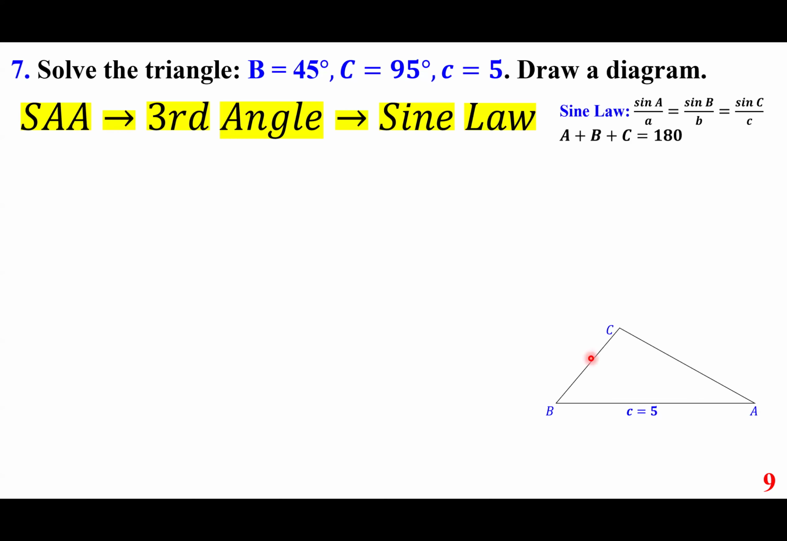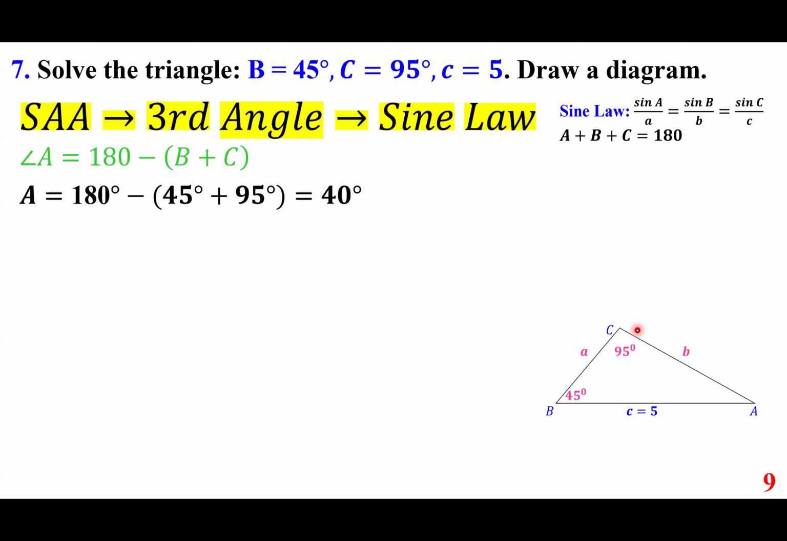So this is capital A, lowercase a. This is capital B, lowercase b. This angle is 95 degrees. And this angle is 45 degrees. So those are the given. So we add these two, subtract it from 180. This is the fastest one to come up with, 180 minus b plus c. This is 140, subtract from 180, you get 40 degrees. So we get the last one as 40 degrees.